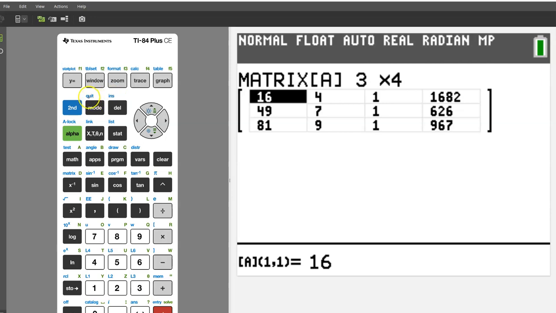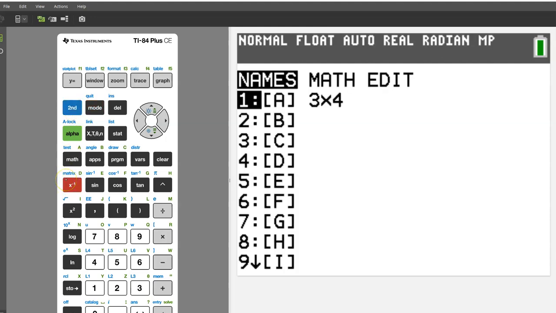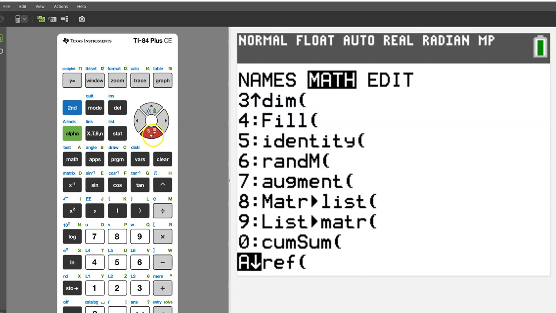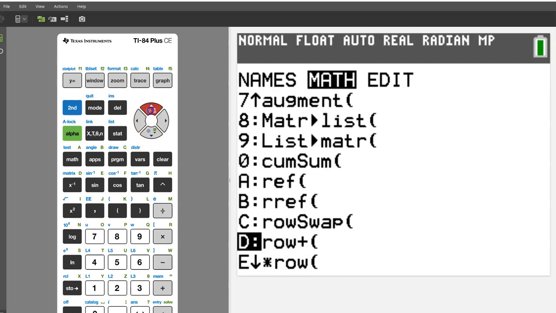So go ahead and quit. You need to get out of this. So second mode, that gets you to quit. We're going to go back into matrix. But this time we're going to go over to math because we're going to do some math with it. If you arrow down, you're going to see this RREF. It stands for Reduced Row Echelon Form, and it actually solves this system of 3 equations for you.